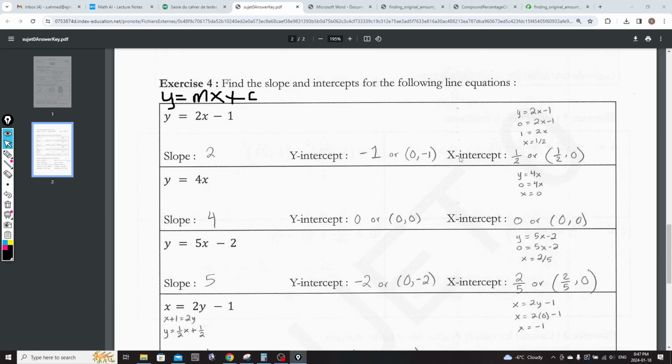But then you have to ask, okay, well, what's the x-intercept? Well, the x-intercept means where your line is going to cross the x-axis. Now, wherever your line crosses the x-axis, the value of y is always going to be 0, right? Because you haven't moved up and you haven't moved down. And so the value of y is going to be 0.